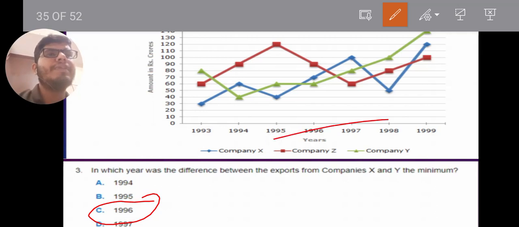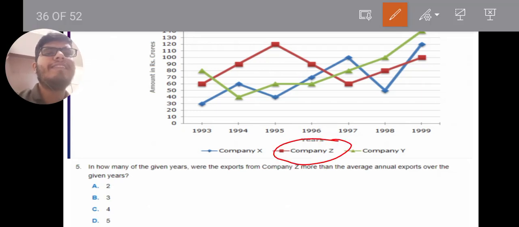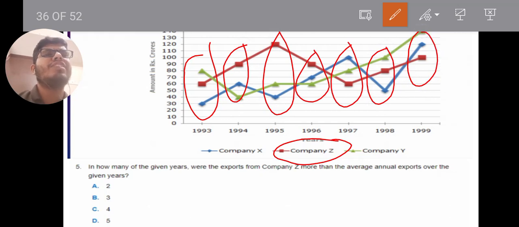The next question will be, in how many of the given years were the exports from Z more than the average annual export over the given years? So it is asked that the company Z's export is more than the average. Already we have calculated the total. Taking the average is not a big problem for us, but here we can simply see in how many years it is more. We can find out the approximate average by looking at this itself.